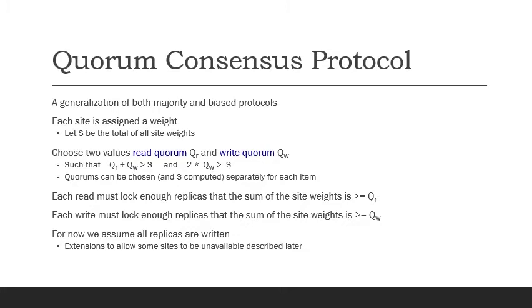To execute a read operation, enough replicas must be locked so that their total weight is at least QR. To execute a write operation, enough replicas must be locked so that their total weight is at least QW. A benefit of the quorum consensus approach is that it can permit the cost of either read or write locking to be selectively reduced by appropriately defining the read and write quorums. Like the majority protocol, quorum consensus can be extended to work even in the presence of site failures.